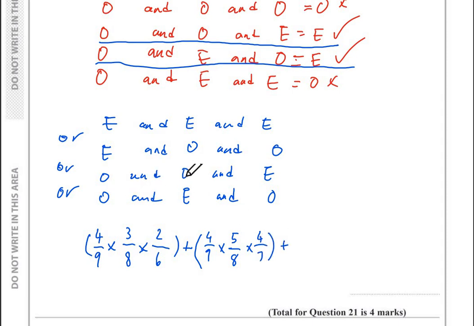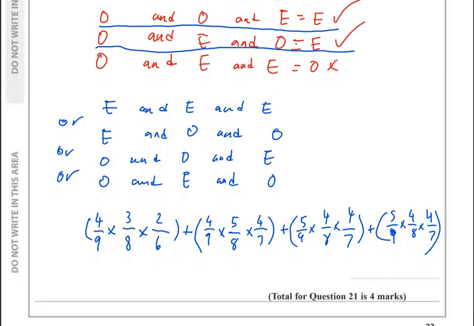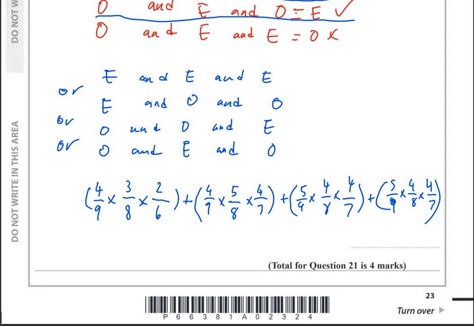Or we could pick an odd and an even. So an odd times another odd times an even. Or we could pick an odd times an even times an odd. Alright, so now we simply multiply the fractions we have inside the brackets together and then add the results.